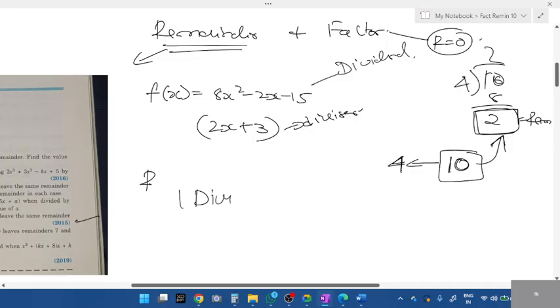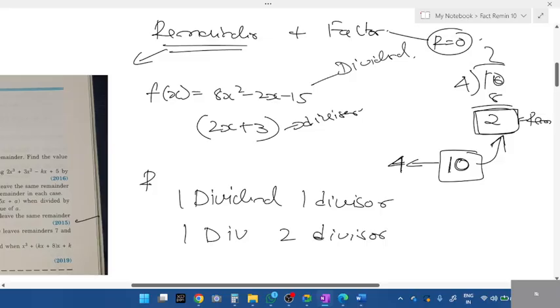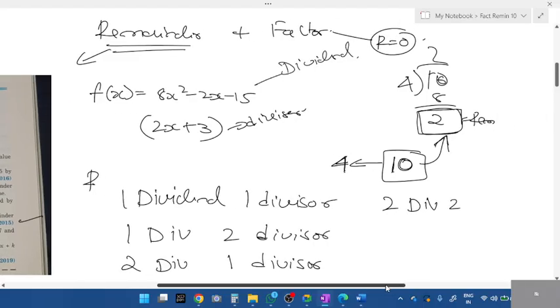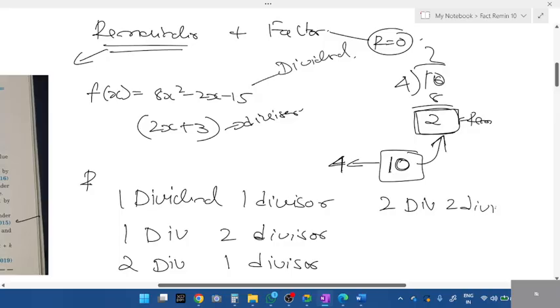Next, you'll have questions like this: one dividend, one divisor. One dividend, two divisor questions, so use two divisors on the same dividend. Or you'll have two dividends, f of x and g of x given, with one divisor. Just these four combinations. Next, two dividend and two divisor questions.